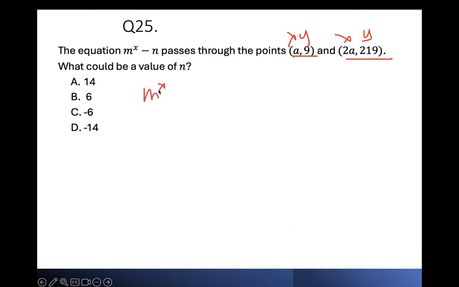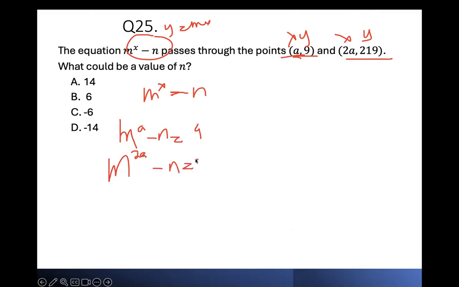We have m to the power x minus n, right? And they give you a point. Assume this to be like a linear equation. That's all. And these 2 points passing through, what should be n? I can tell you, if I'm taking this test, the first thing I will do is substitute the values in. Whatever you see x, put the first variable. You get m to the power a minus n is equal to 9, because y is 9. That's your first equation. The second one, you do the same thing. X is 2a, minus n is equal to what? 219. You have two equations. I know you can handle it.